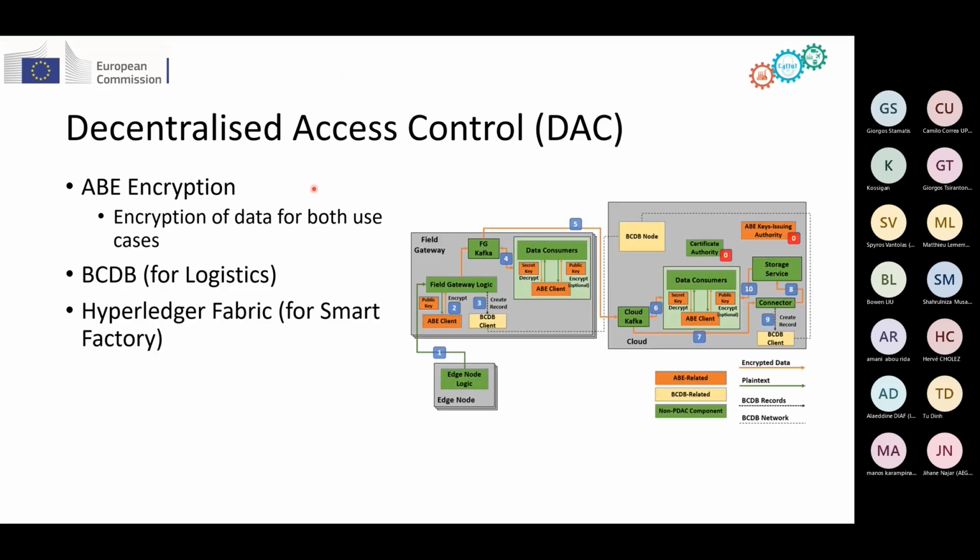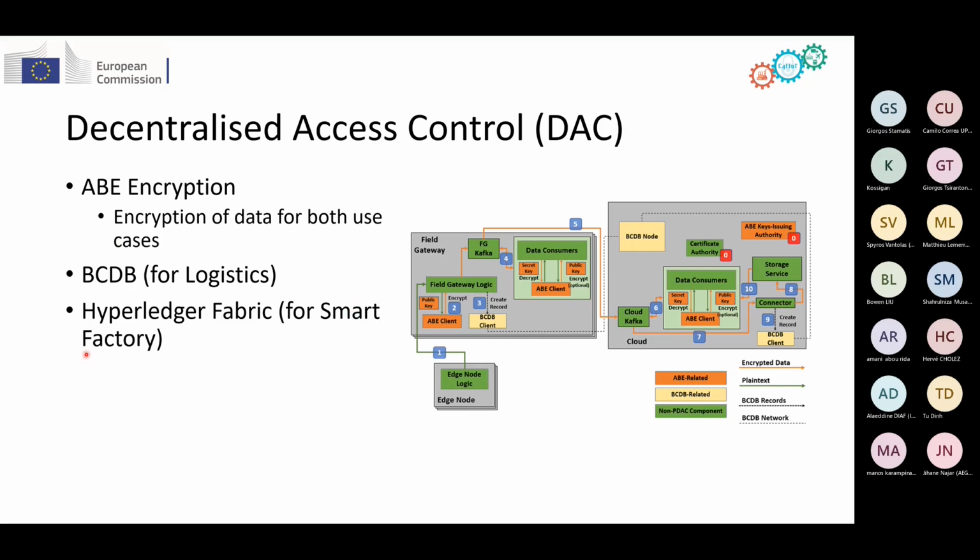Now a few words about the Decentralized Access Control module, which is developed by IBM. It has 2 very important aspects in our framework. One is that it offers an API for encryption, attribute-based encryption to be more specific, which is used by both use cases. And then it takes 2 different approaches on the blockchain element. On the logistics use case, the blockchain's database is used, which is a database with blockchain characteristics. So again, immutability, for example, is its main characteristic.